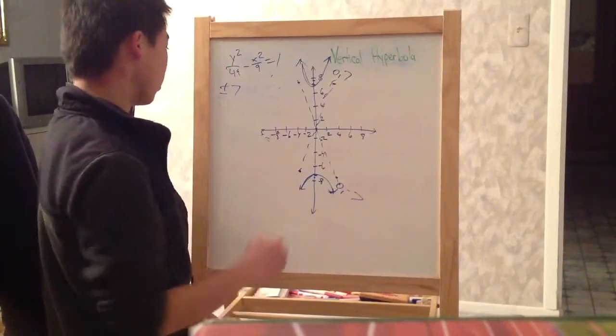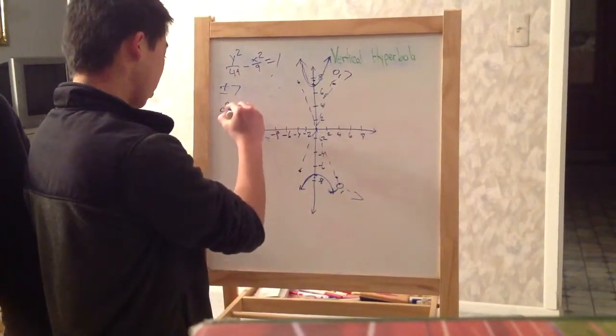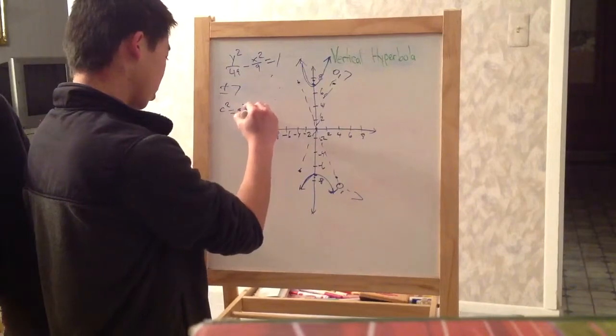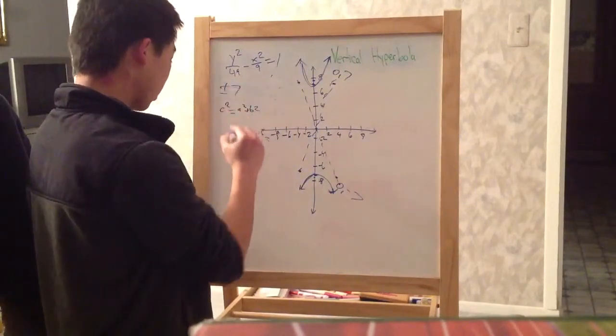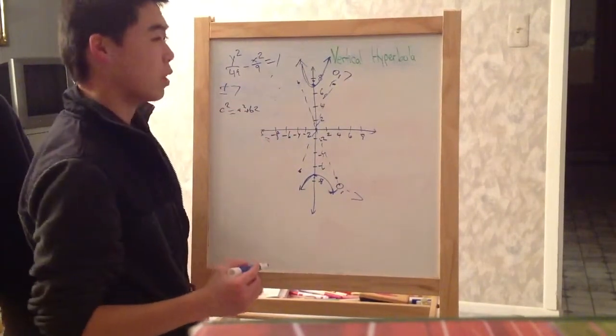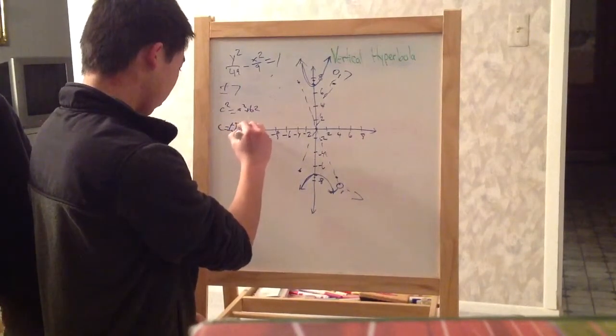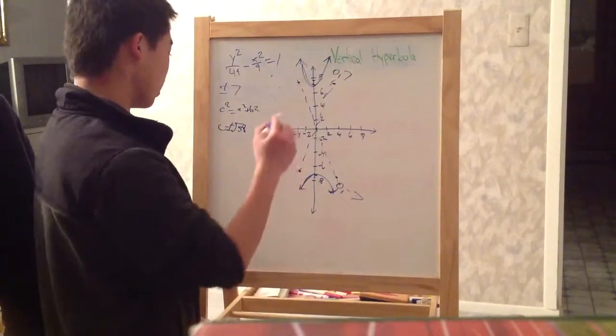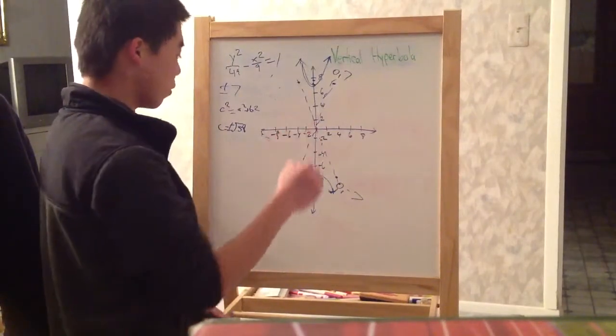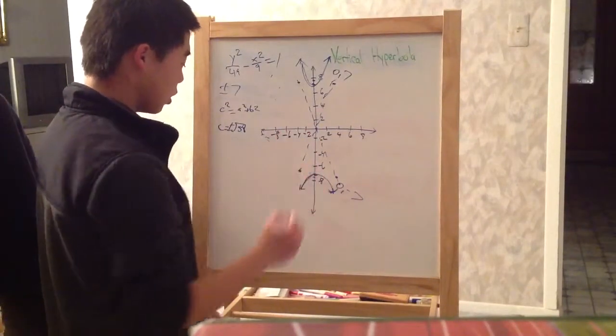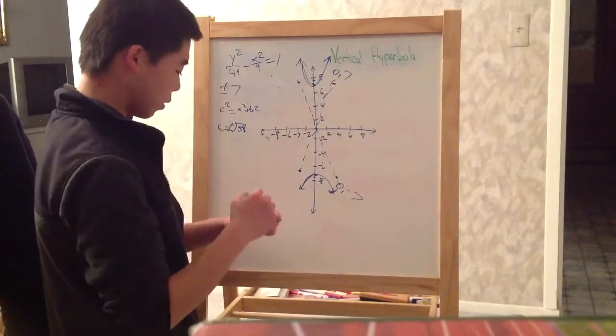To find the foci, we need to use the equation c squared equals a squared plus b squared. And so that will be 49 plus 9, so you'll get 58. c will equal plus or minus the square root of 58. So the foci points will be (0, √58) and (0, -√58).